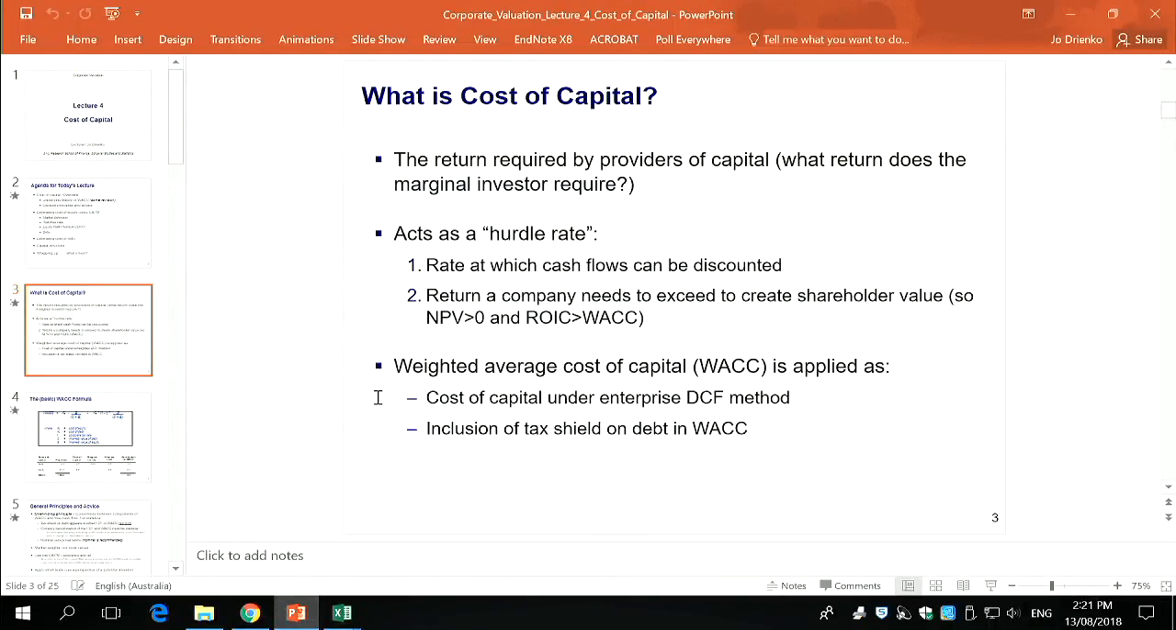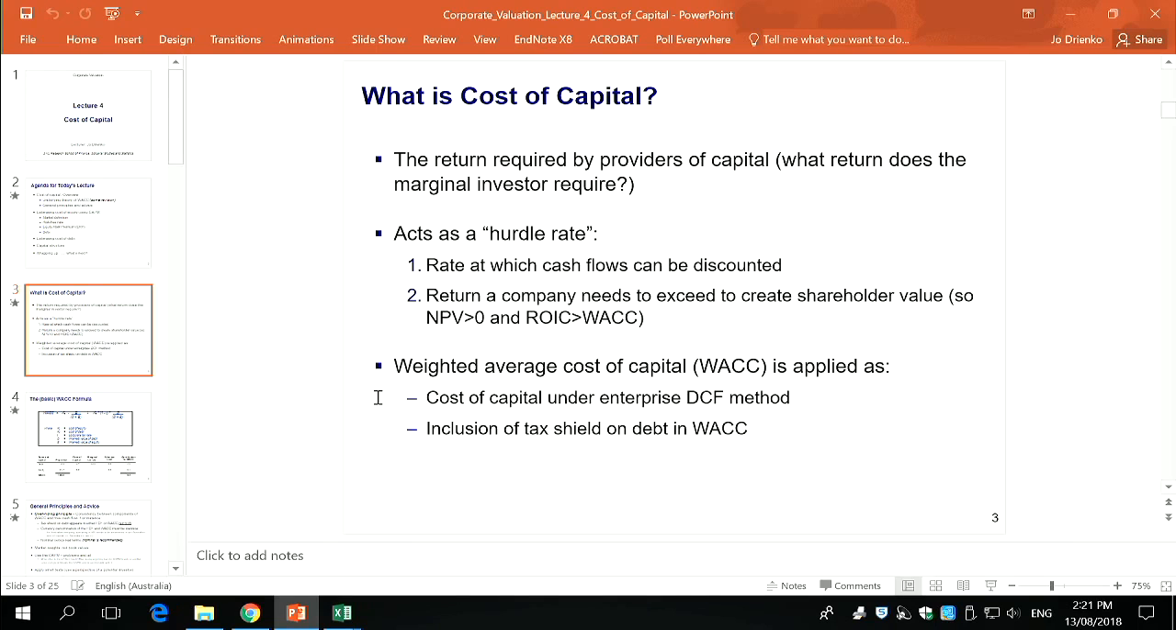So having a WACC allows us to do this ROIC-WACC comparison. If that ROIC minus WACC is positive, you can take the WACC to the left-hand side. If ROIC minus WACC is greater than 0, then I'm investing as a company in positive NPV projects.